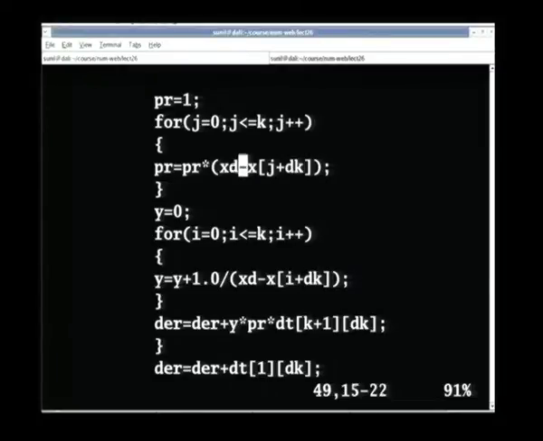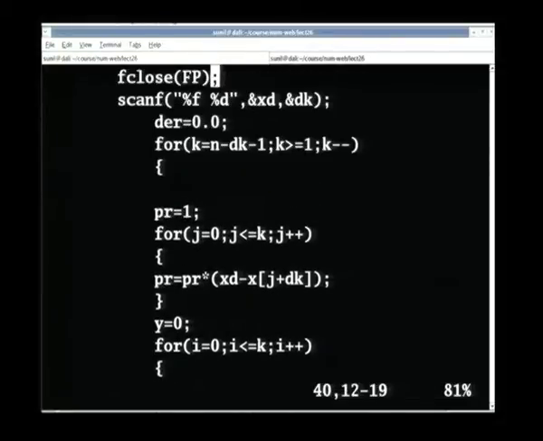So, first I find the product of x minus x i, and then I take the sum of 1 by x minus x i summed over all the i's, and then I take the product of that sum and this product. I take the product here and multiply that by the corresponding divided difference coefficient. Okay. So, now it comes to be k plus 1. So, we have said at what point you want to enter the divided difference. Okay.